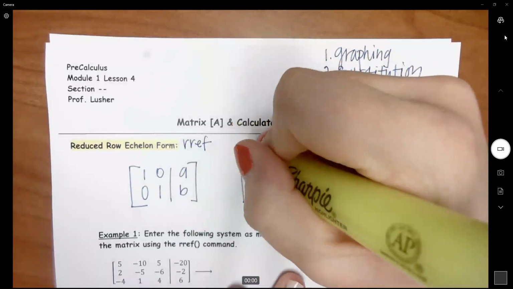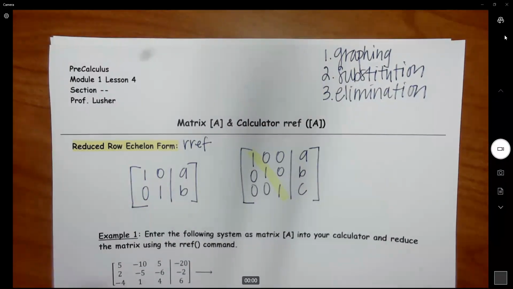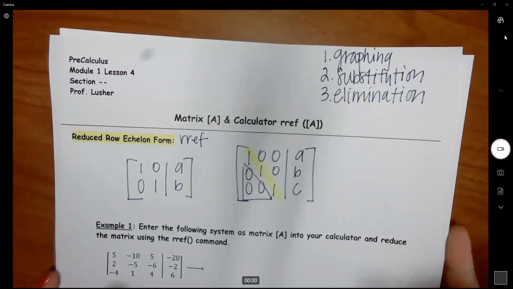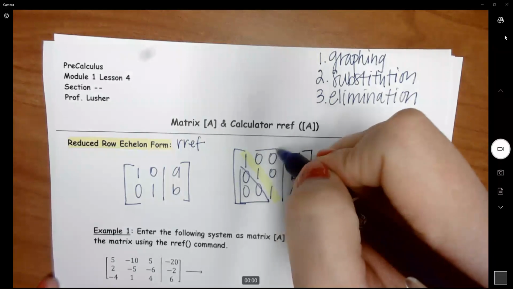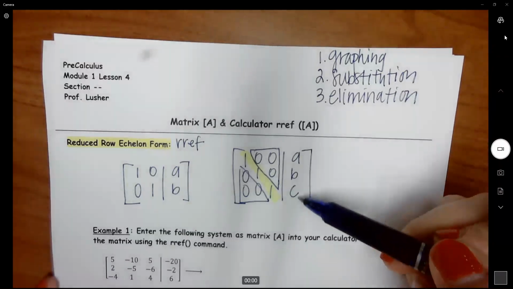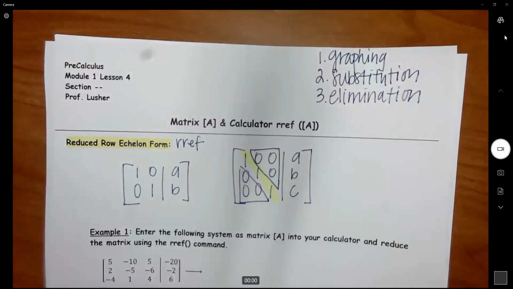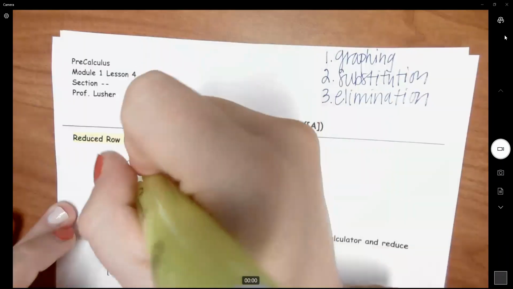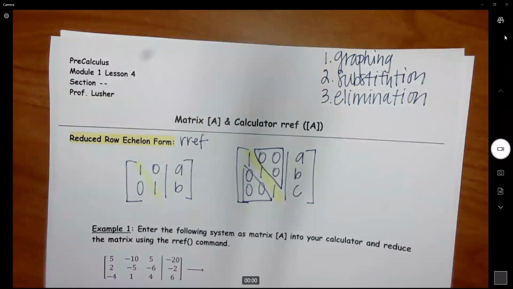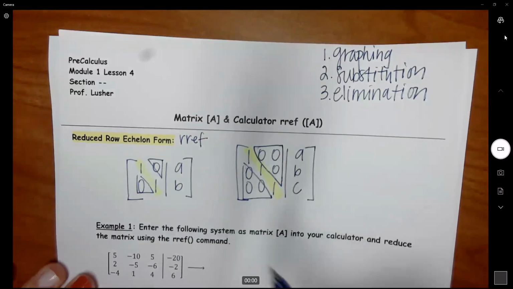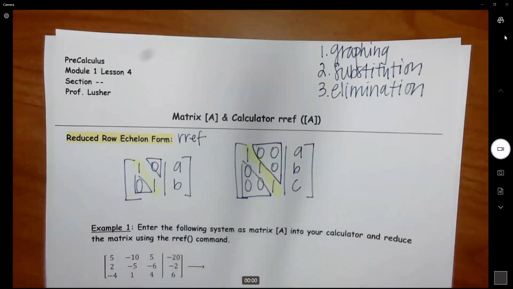So in row-reduced echelon form, we are still going to have a diagonal of 1s. We are still going to have a triangle of 0s below, but now we're going to have 0s on the top as well. And then we'll have numbers over here on the other side of the equal sign. So same thing here. We have our diagonal of 1s, and we have a 0 below and a 0 above, and then numbers on the other side of the equal sign.